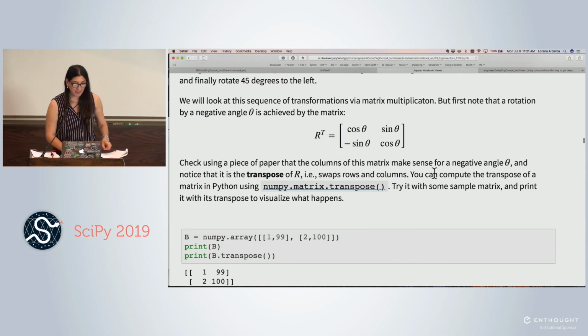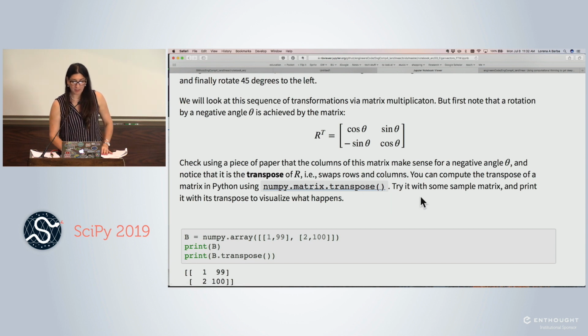Cosine theta, sine theta, minus sine, cosine. This matrix turns out to be the transpose of the original rotation matrix that we worked out previously. The transpose means that we are swapping the rows and columns. So you should check that using a piece of paper. A negative angle gives me the transpose of R, where R rotates by a positive angle.